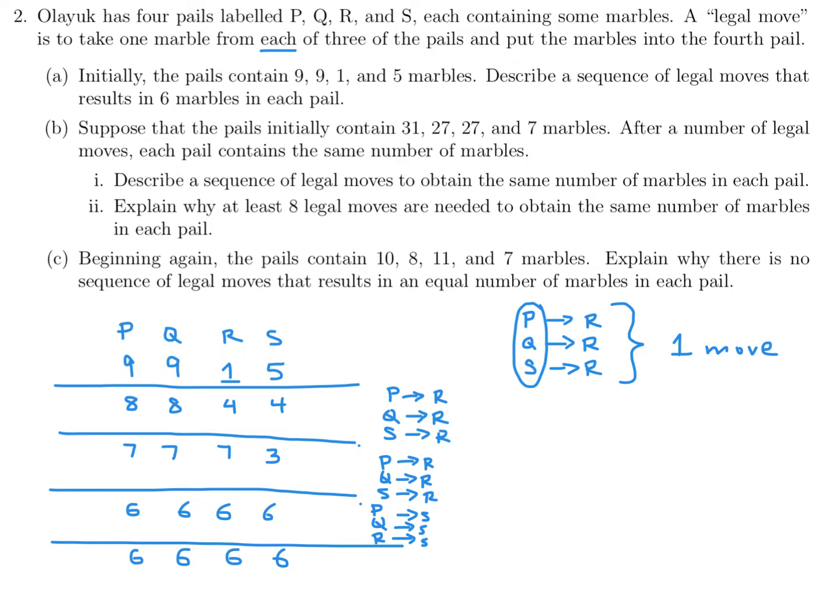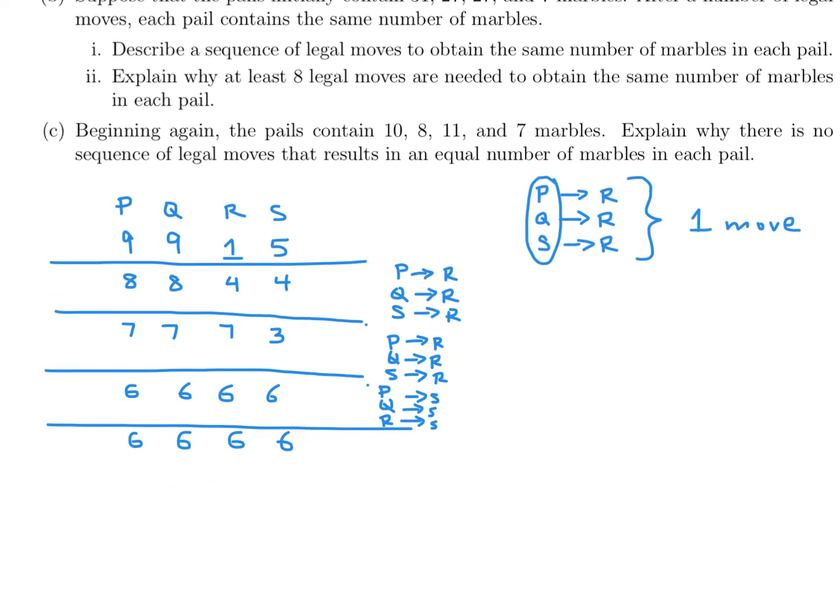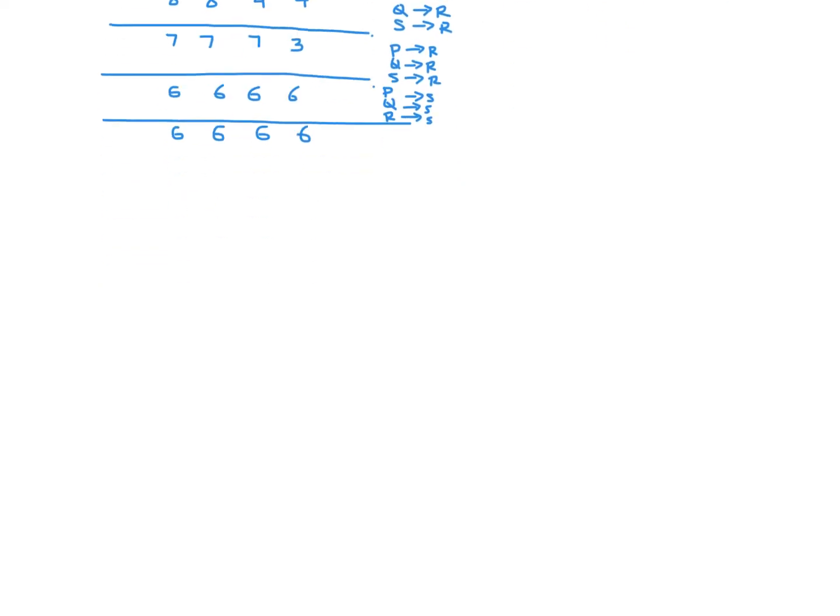Part B. Suppose that the pails initially contain 31, 27, 27, and 7. After a number of legal moves, each pail contains the same number of marbles. Describe a sequence of legal moves to obtain the same number of marbles in each pail, and explain why 8 legal moves are needed. All right, so same story, but this time we have P, Q, R, S, and we start off with 31, 27, 27, and 7. And the goal is to eventually end up with the same in each.